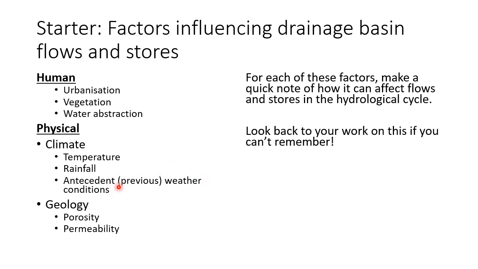The previous weather conditions are what we call the antecedent conditions. If the ground's saturated and it rains, less water is going to infiltrate into the soil, more overland flow, so there's more water in the river. And then geology, porosity and permeability, which are kind of linked together. Porosity is how much water the rock can hold, and permeability is how easily the water can flow into and through that rock. If you've got highly porous or highly permeable rock, then more water is going to go into the ground, less water is going to flow over land, and the water is going to get to the river slower.